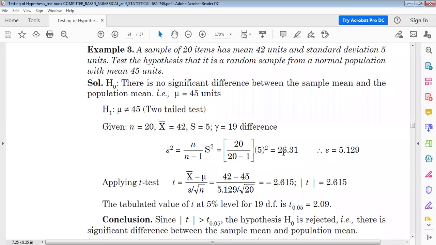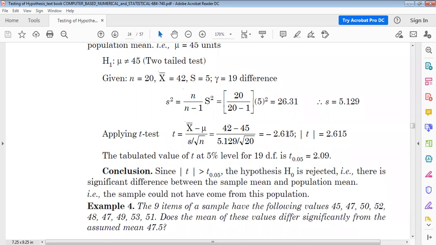So after calculation, we get s equals 5.129. Now applying the t-test, this is the formula for the t distribution. We get minus 2.615, but this can never be negative, so the absolute value of t will be positive 2.615. At the 5% significance level with 19 degrees of freedom, the value from the table is 2.09. So this is greater than the table value.